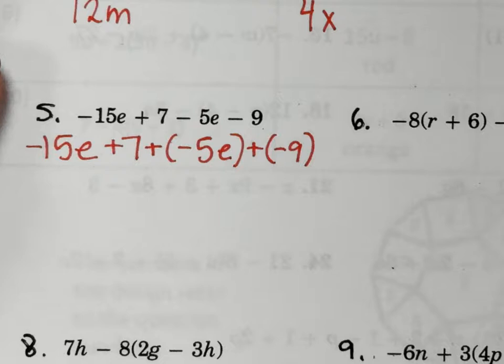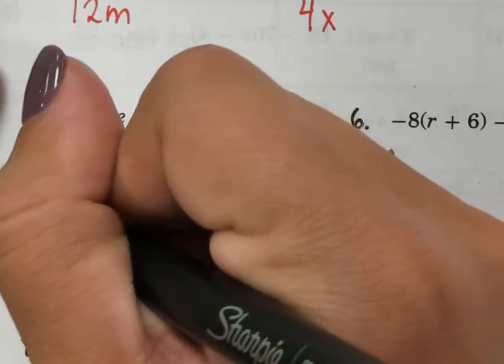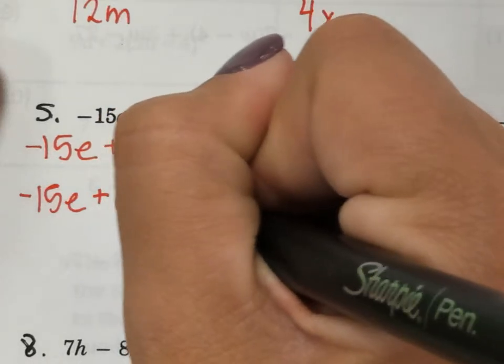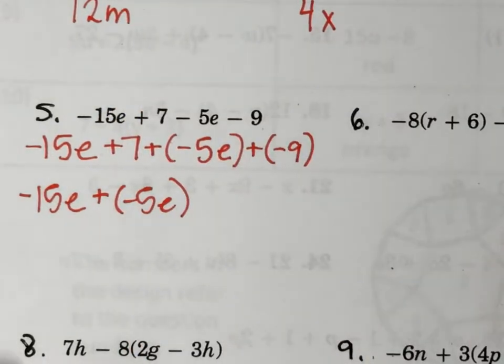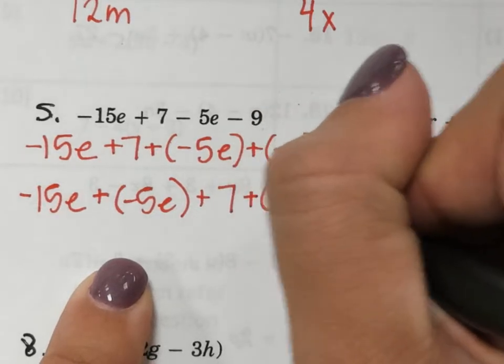So now I need to combine my like terms. I need to use that commutative property to regroup. So what are my like terms? My e's. So I want to rewrite it so that they're all next to each other. So don't forget about any of them. So I've got negative 15e plus negative 5e plus 7 plus negative 9.